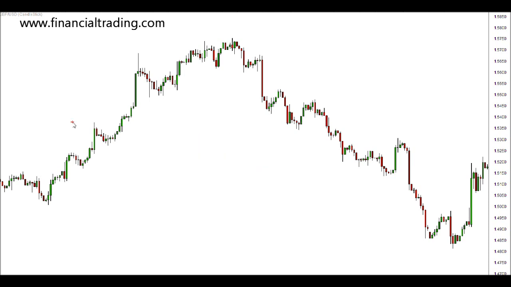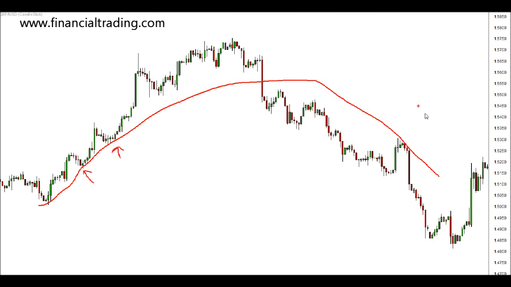And we've also looked at dynamic support and resistance, that is, support or resistance formed by a moving average when price reaches a moving average and price can change direction. In this video we're going to continue looking at support and resistance and the patterns that support and resistance forms.